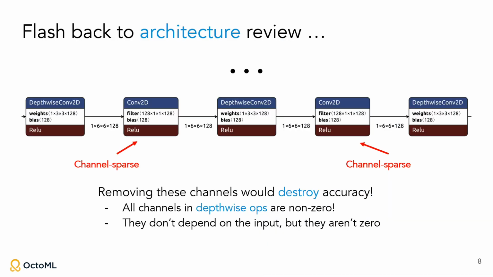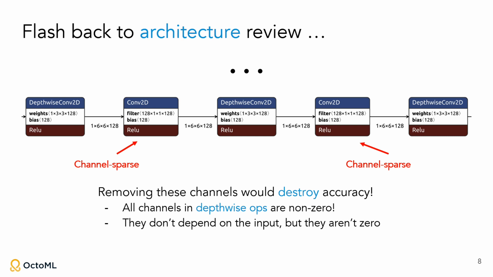So how can we think about getting rid of these? The most important thing I want to emphasize here is that while the output channels in the kernel are 0, the output channels in these intermediate tensors are not. Because the bias values are not 0, and the requantization parameters are not 0. So we can't just go and strip out these channels, because that would change the output of the model and hurt accuracy. It would destroy it.